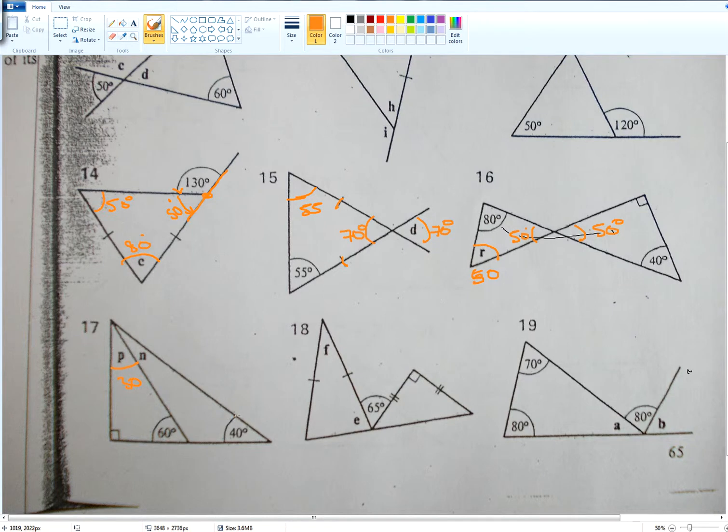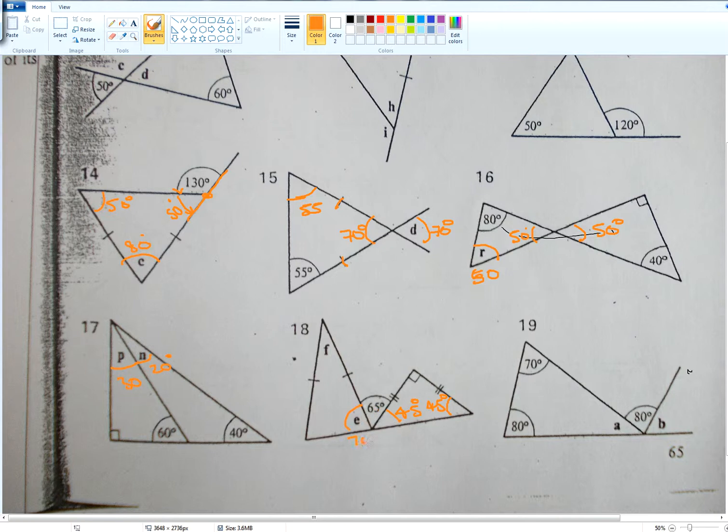Now if you look at this other triangle, 40 plus 90. So this will have to be 50 altogether, and the remaining angle will be 20. So that's 90. This is an isosceles triangle, so that has to be 45 and 45, these two angles. Okay, 45 plus 65 will give you what? 110.